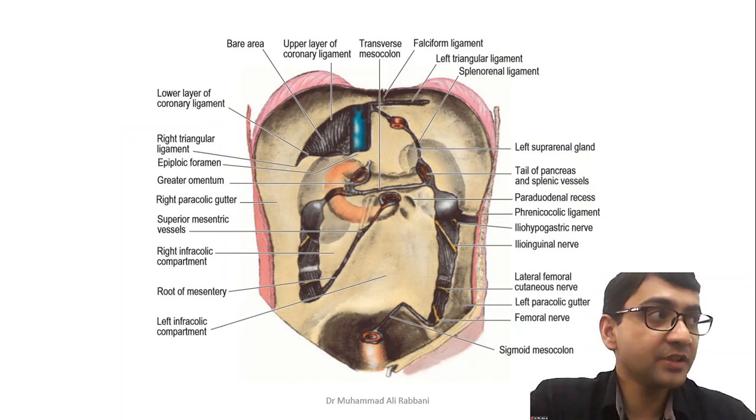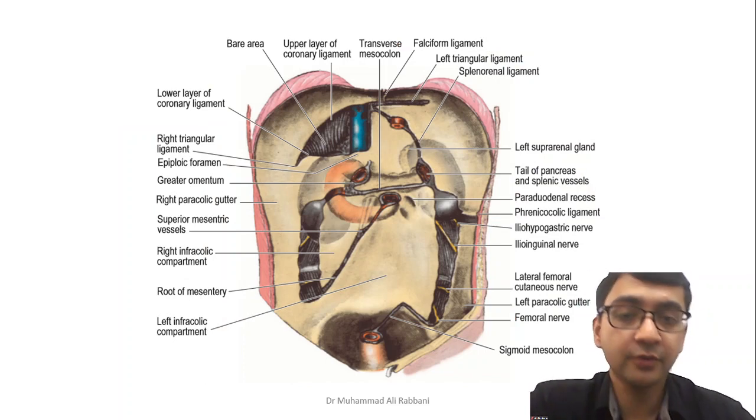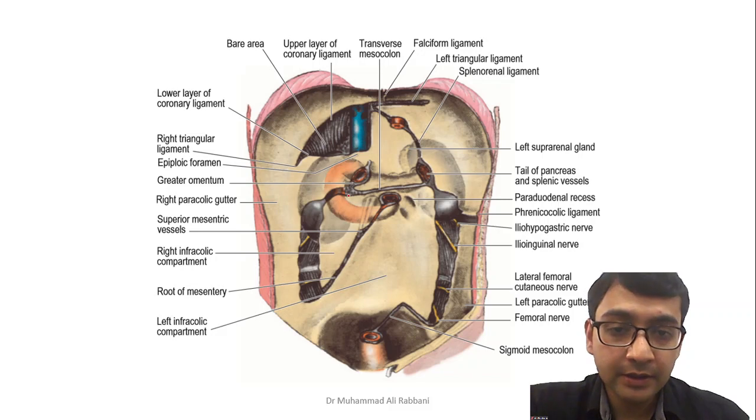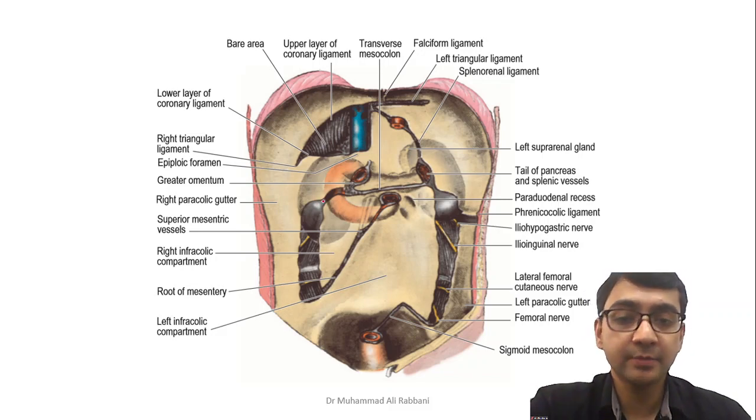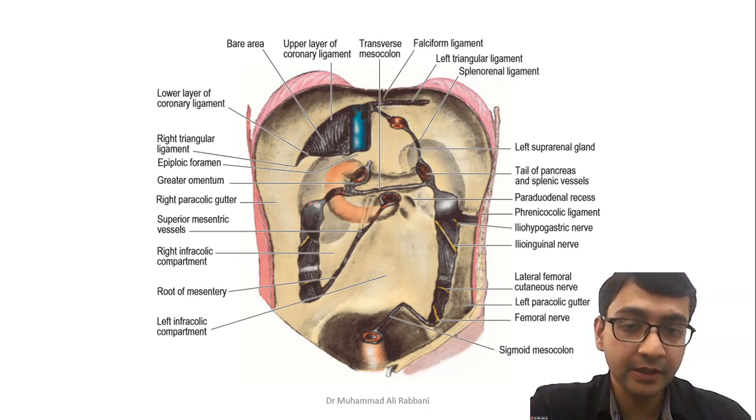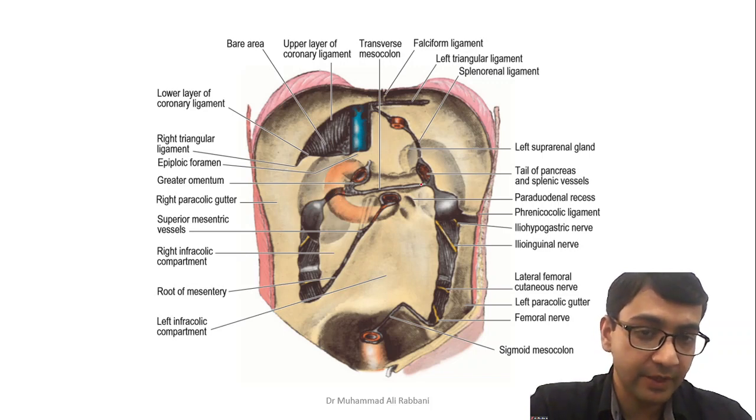So if you cut the mesentery from the roots, you can see the point of reflection. So here is the mesentery of the transverse colon, the transverse mesocolon attachment. You can see that it starts from one kidney and ends at the other kidney. Meanwhile, it passes through the second part of the duodenum. It passes from the anterior aspect of the pancreas.